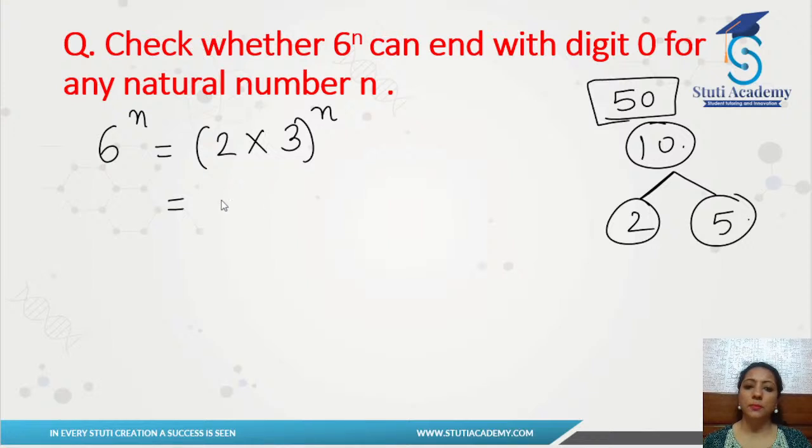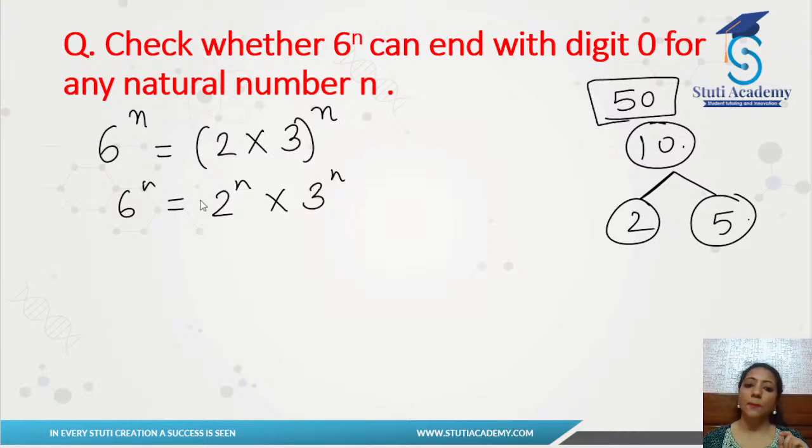Now this can further be written as 2 raised n into 3 raised n. So now we can say that 6 raised n is 2 raised n into 3 raised n. So we can say that the prime factors of 6 raised n, we have 2's and 3's. So we have 2, but then we need to have 5 as well. If we have 5, then only 10 will be a factor of that number. But then we don't have 5 here.